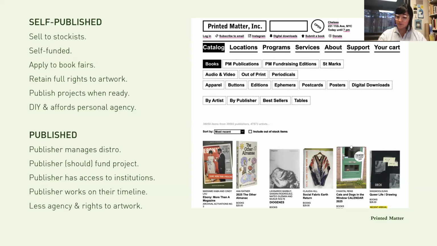A publisher works on their own timeline. So anticipate that your project could get moved in terms of its publication date. It might not be up to you. And that will affect public programming and things like signings and launches, also distribution related. You have less agency in the process, but you could benefit substantially from platforms and affiliations that a publisher might have. It's a question mark around the rights to your artwork.